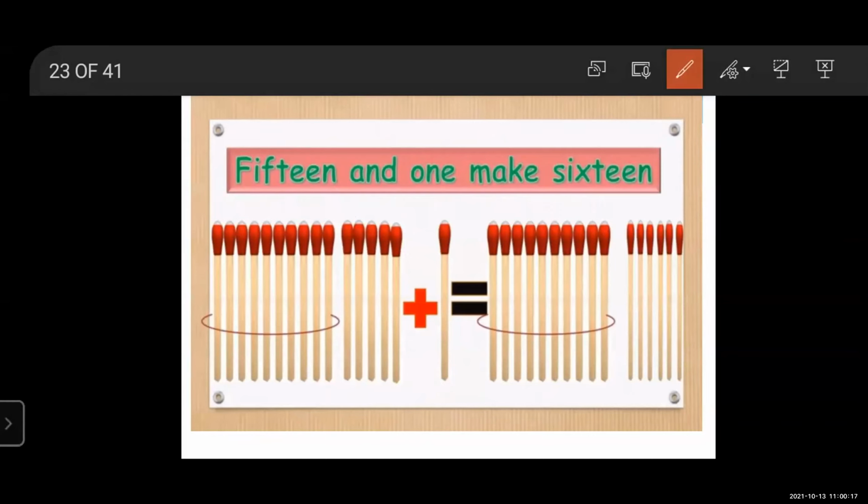There is one bundle of matchsticks that is called 10. And how many sticks are there? 1, 2, 3, 4, 5. 5 means 15, plus 1. That is called 16. See here. There is one bundle of matchsticks that is called 10. And these are the 6 sticks. 1, 2, 3, 4, 5, 6. So the answer is 16.